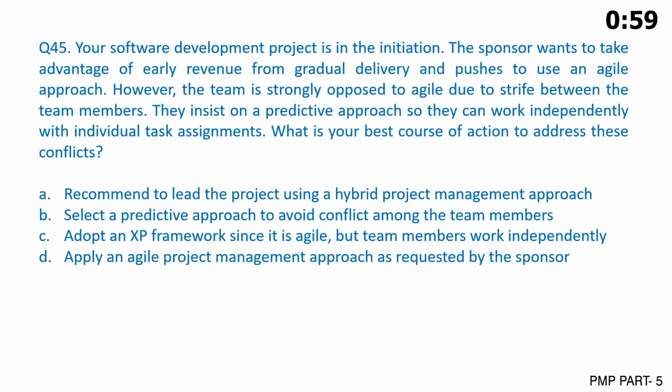Your software development project is in the initiation. The sponsor wants to take advantage of early revenue from gradual delivery and pushes to use an Agile approach. However, the team is strongly opposed to Agile due to strife between the team members. They insist on a predictive approach so they can work independently with individual task assignments. What is your best course of action to address these conflicts?